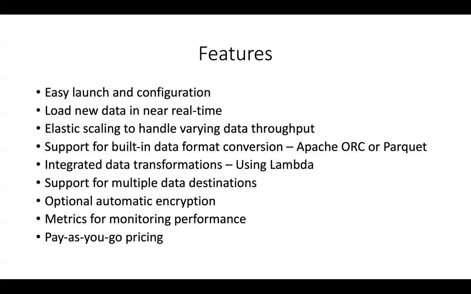So again, you can enable optional automatic encryption by using a Key Management Service KMS key. You can use the AWS managed key, or you can present your own customer managed key. And you can also look at the metrics for monitoring performance for the Firehose that you set up. It's also called a delivery stream, right?